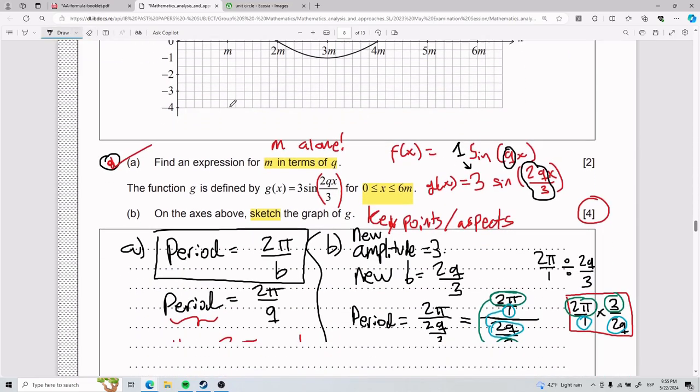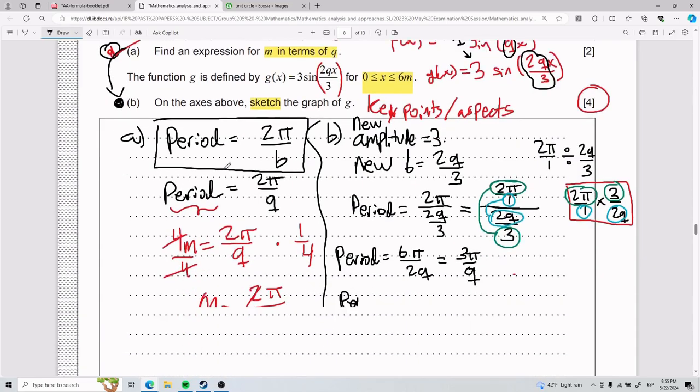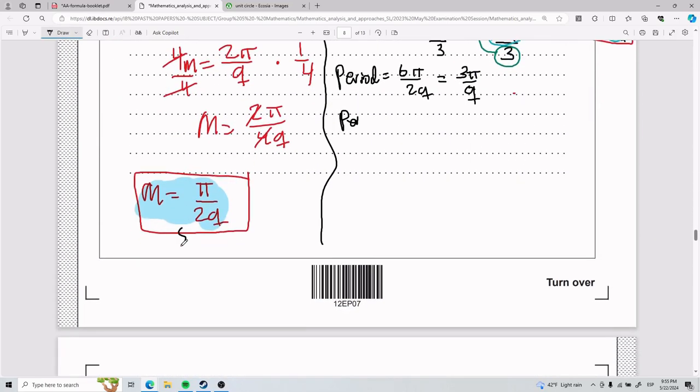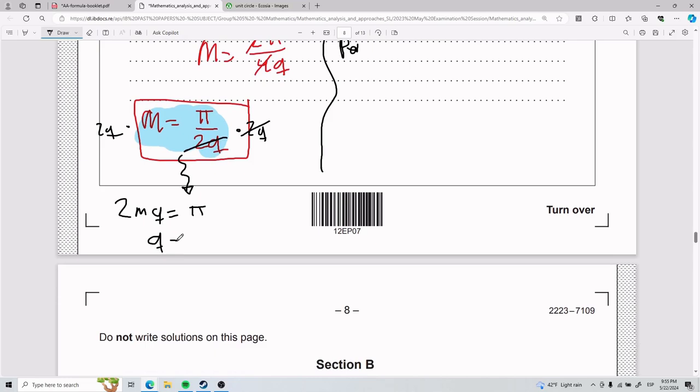And so lo and behold, what you need in part B comes from something you did in part A. So from this here, from part A, you can get q alone. And so you can do 2mq equals pi, right? If you multiply 2q to both sides. So this goes away with this. And if you get q alone, you can say that q has to equal pi divided by 2m.